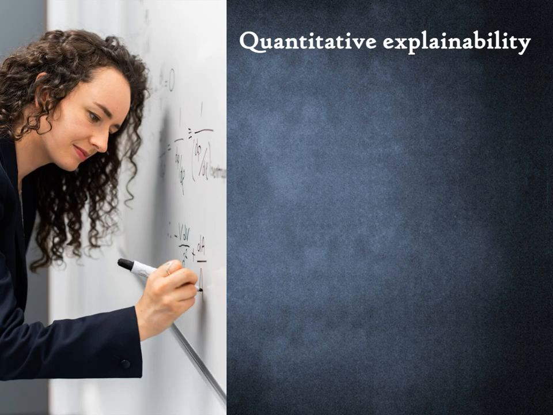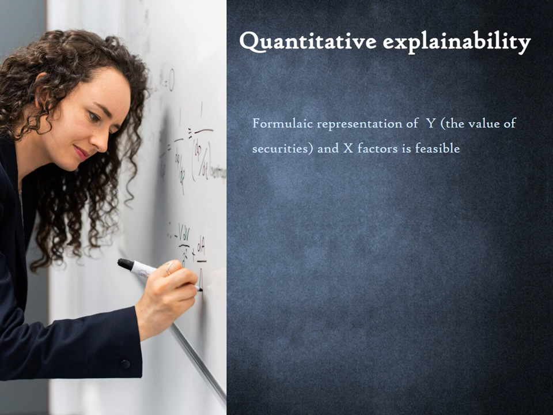Quantitative explainability simply means that a formulaic representation of Y, the value of the security, and the X's that impact it, is feasible. For example, the value of a stock can be explained as the discounted value of its future earnings. Of course, it is virtually impossible to accurately estimate the future earnings of a company. Hence, quantitative explainability does not mean that the formula can be applied easily or is even very precisely defined.